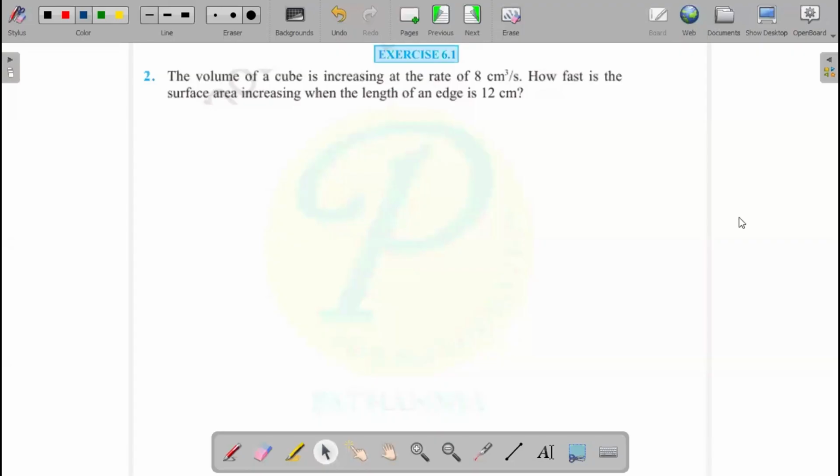A similar question from your exercise 6.1, question number second, for you. Same, only the unit has changed. Explanation should be there. V the volume, x be the edge or the side, and capital S be the surface area. But here the volume of a cube is increasing at the rate of.